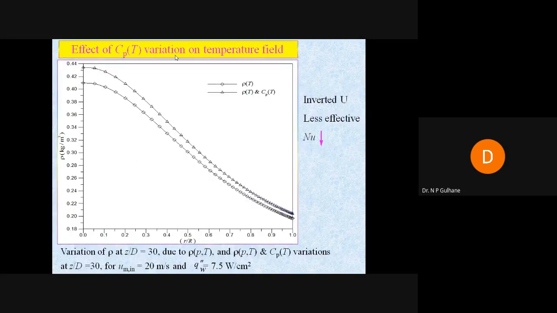Now, the effect of Cp variation on the temperature field. You can see the density change at the wall. This is the wall. Here density is the lowest. At the center, density is the highest. But the density profile is an inverted U type. This is called the inverted U type, and an inverted U type means a less effective Nusselt number. So because of the incorporation of rho and Cp, we have a lower Nusselt number.